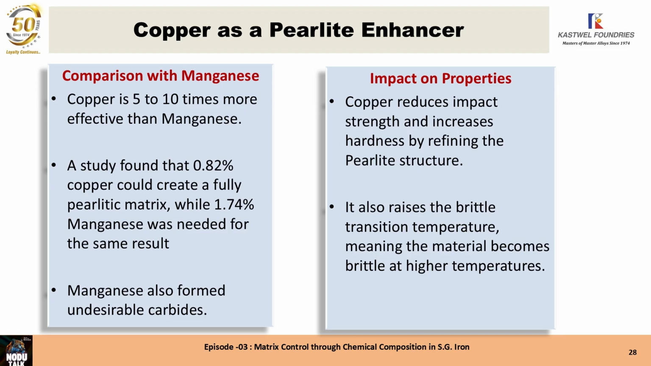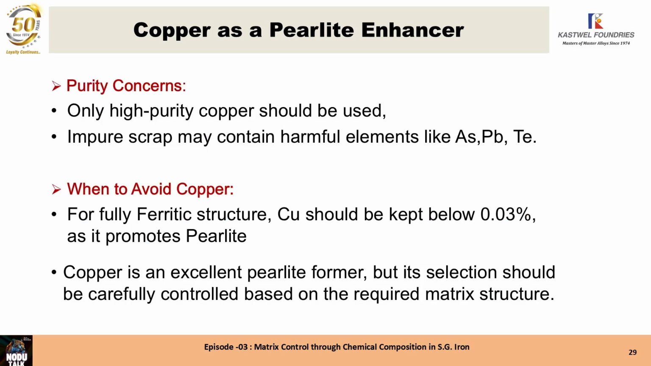The impact of this element on properties. Copper reduces impact strength and increases hardness by refining the pearlitic structure. It also raises the brittle transition temperature, meaning the material becomes brittle at higher temperatures. What are the purity concerns?